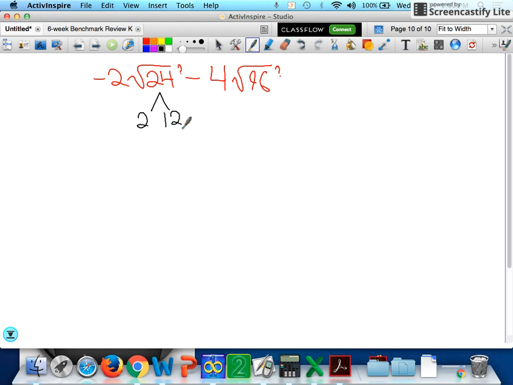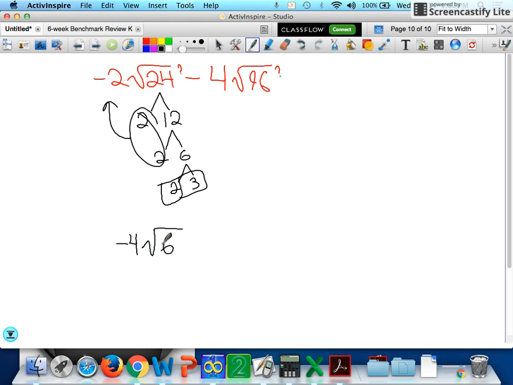Breaking 24 down, we see that a pair of 2's is going to pop out, but a 2 and a 3 got left behind. That's going to be a 6 again. Remember, they multiply back together to be that 6 when you put them back. So we have negative 4 on the square root of 6. Why negative 4? Because this 2 pops out and slams into it, being a negative 4. Negative 2 times 2 is negative 4.